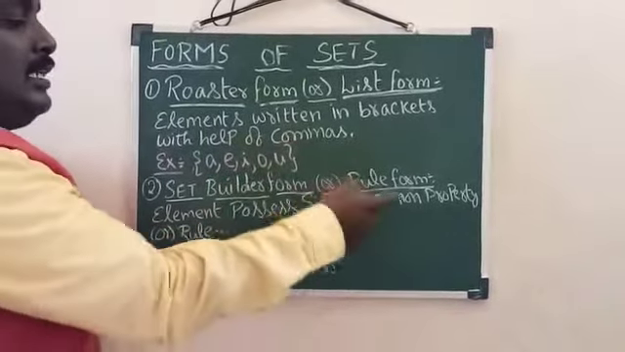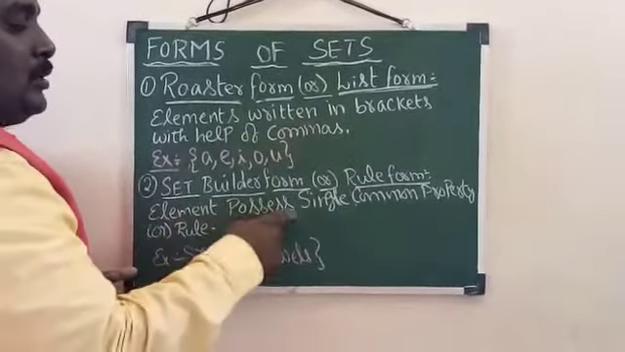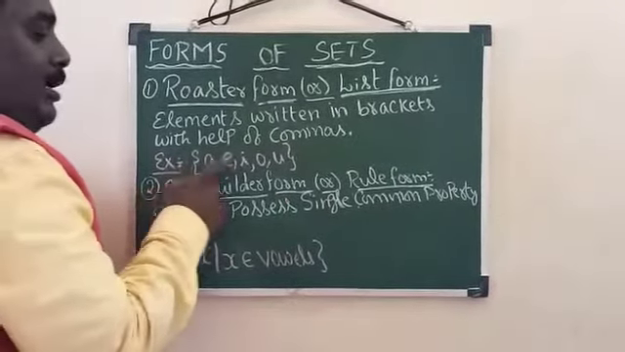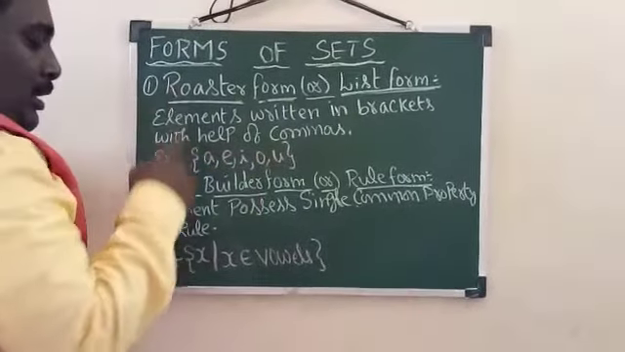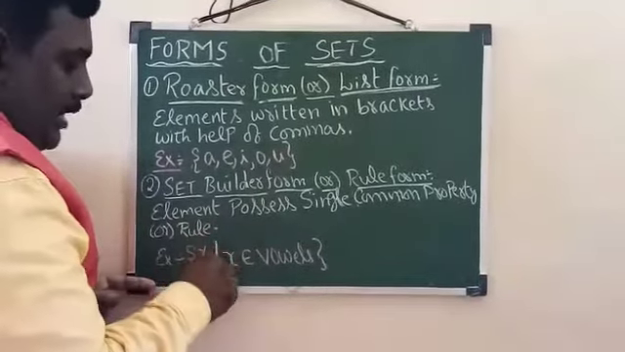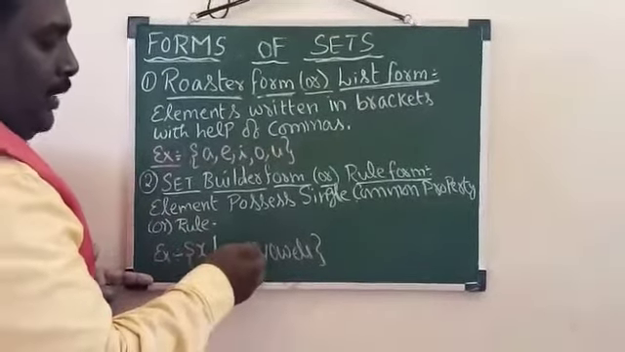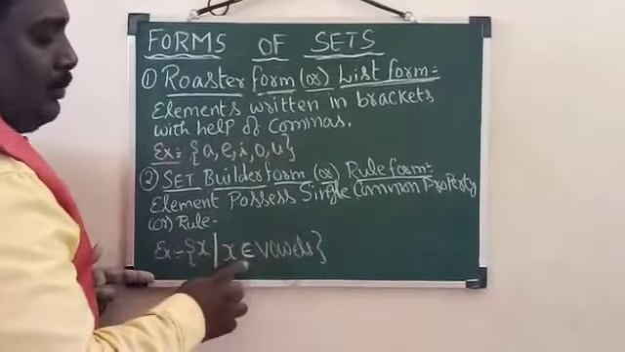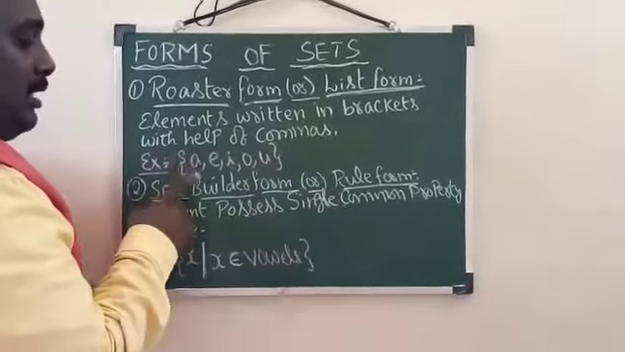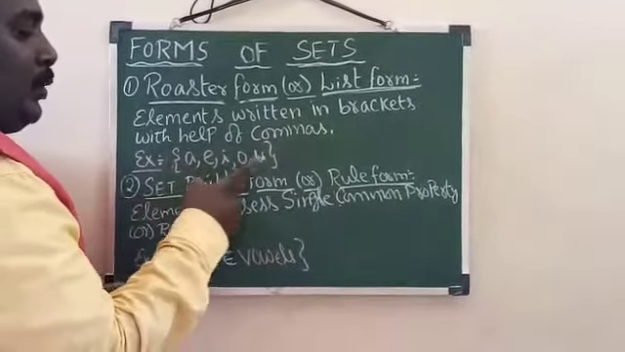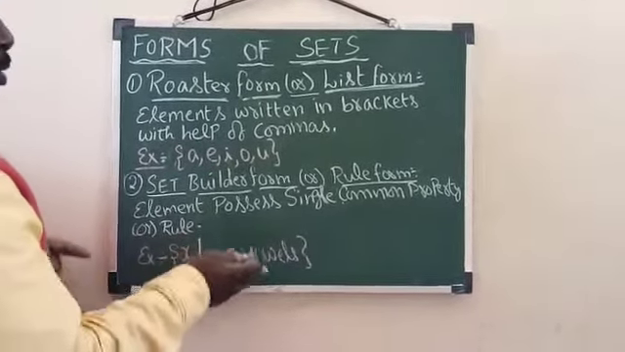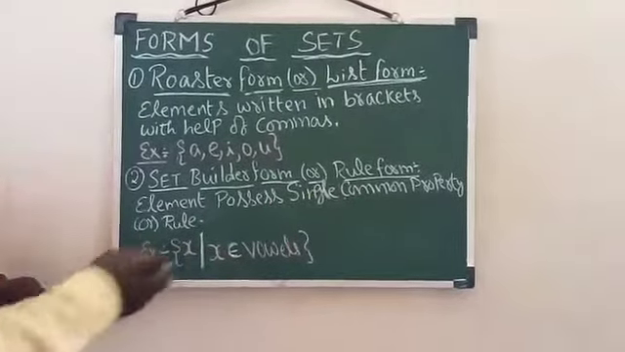Elements possess a single common property, or a rule. Here, for example, A, E, I, O, U was written for roster form. For the same set, you write the set builder form as x such that x belongs to vowels. There are no other elements to give vowels except A, E, I, O, U. That's why x such that x belongs to vowels. Vowels is a rule, as you know from the English alphabets.